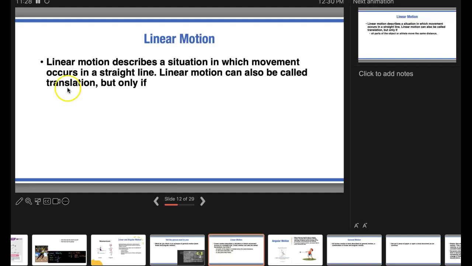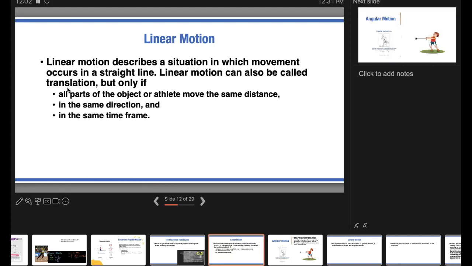If you remember good old maths class, you used to have to translate an object when you were doing probably geometry class. This comes from my geometry days, where you'd take like 4 points of a square and I'd say translate this to this point. And you'd have to add or subtract to move it at an angle up. So it'd be like 3 over and 2 up for the whole square, and you have to tell me all 4 coordinates. That was called translation, so sometimes you're going to hear it called that as well. So it could be all parts of an object, or the athlete moved the whole distance, in the same direction and in the same time frames.